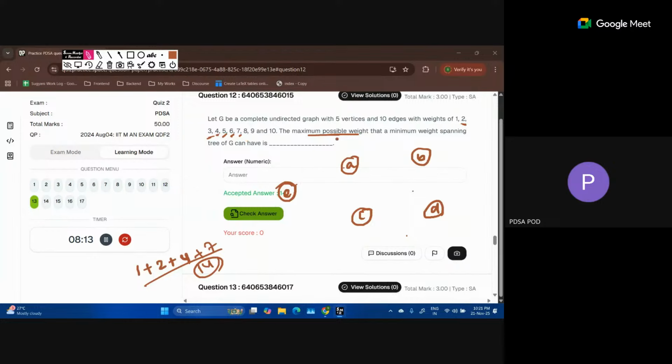So we start with 1. Okay, the edge with 1 weight. We have to include that, right? Because we cannot ignore that no matter what. So I will be including the edge with weight 1 in my minimum spanning tree. Okay, then the edge with weight 2.